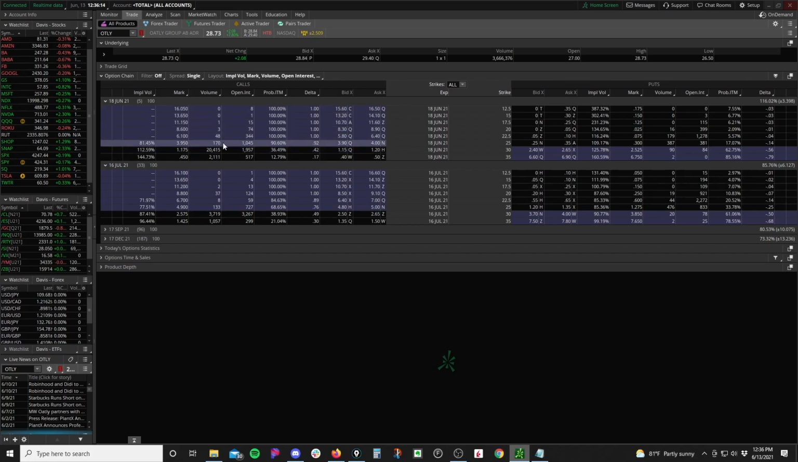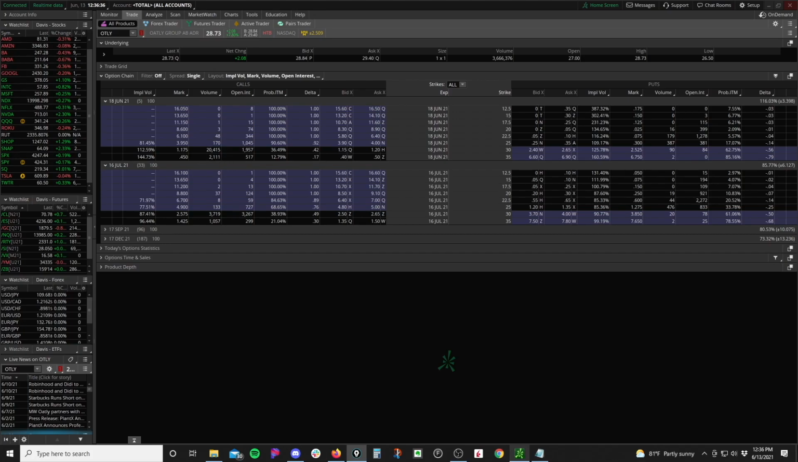What's going on? Look at this, the 30s. See what Cheddar Flow showed us where the volume was coming through? This is going to be an important strike. They are buying the 30s. They're out of the money, and the stock closed at $28.73. So this is showing a much more aggressive intent than VXRT and ARCC.